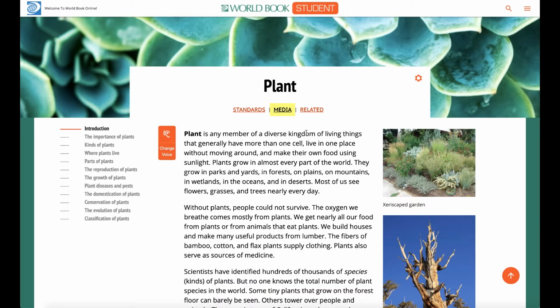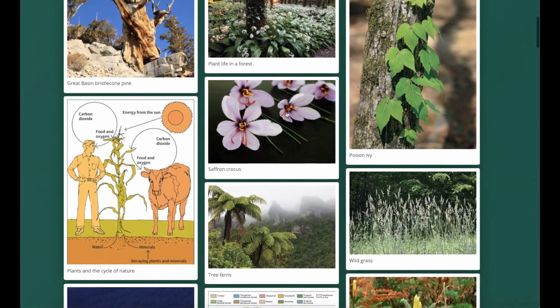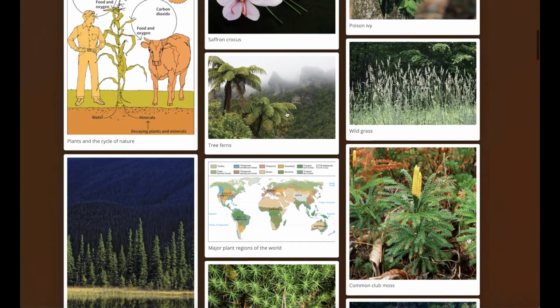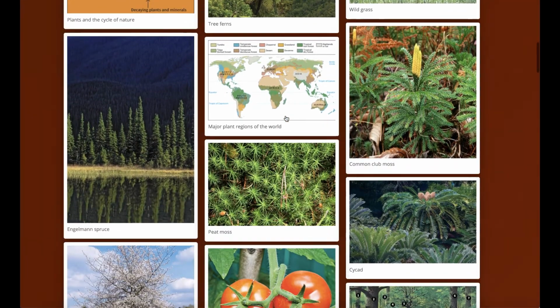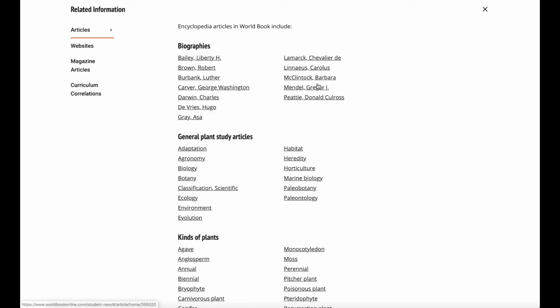The Media tab contains all the images, videos, and maps from the article, plus additional media from elsewhere on the site, allowing students to more deeply explore a given topic through engaging multimedia all in one place. Next up is the Related tab. This tab holds links to related articles, websites, and magazine articles. You can also find content standards here as well.